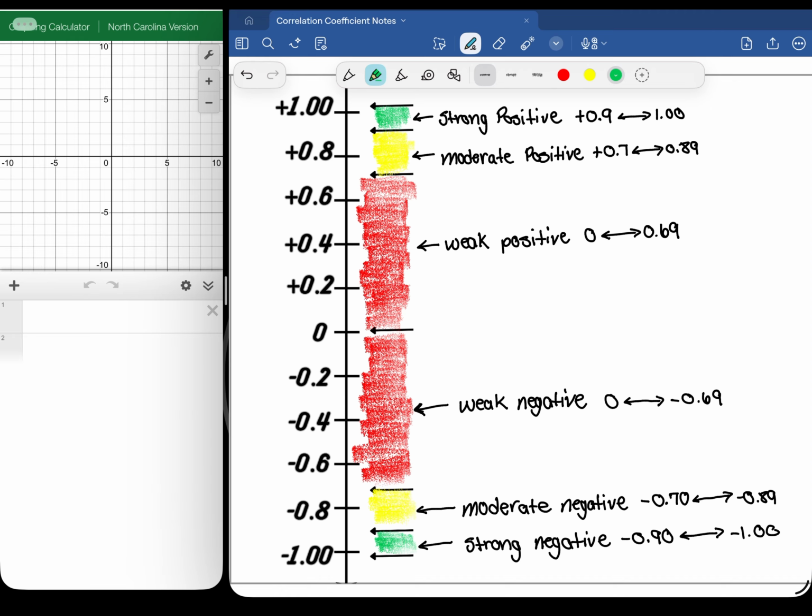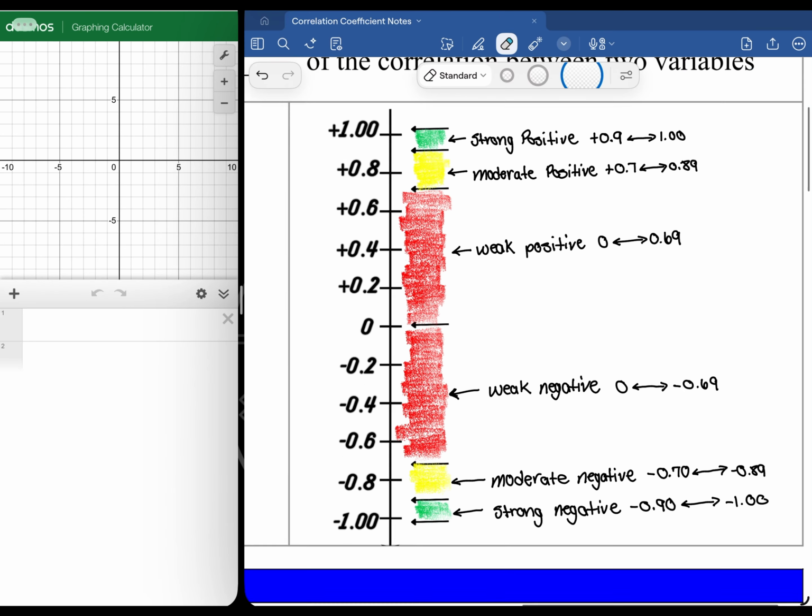So we have to remember that when we find our correlation coefficient, it falls within a range between +1 to -1. Depending on the area in which it falls, it will either be a strong positive, moderate positive, weak positive, or it could be a weak negative, moderate negative, or a strong negative. So now we're going to look at an example of how we can find our correlation coefficients, and then we'll be able to determine the strength of the data just from that.